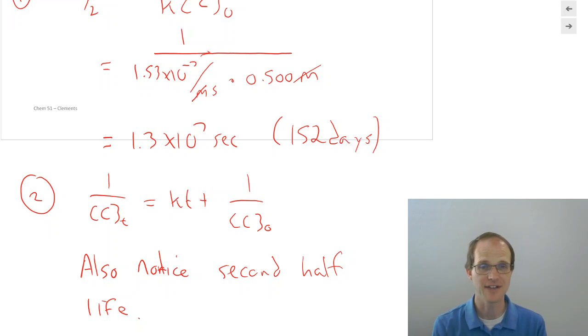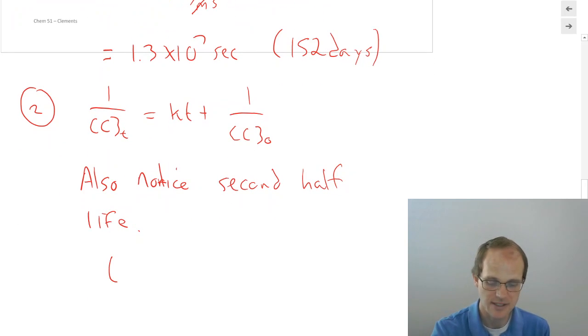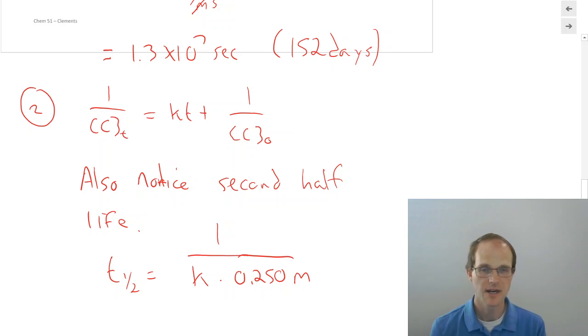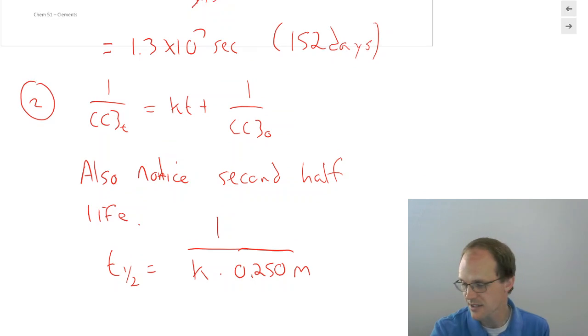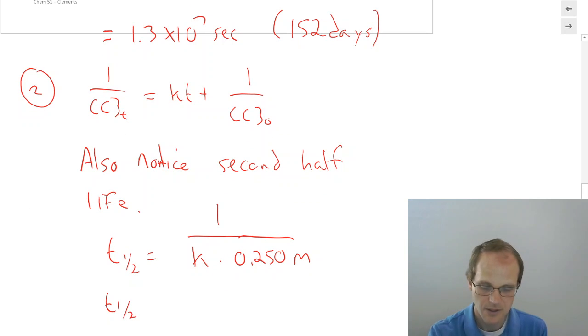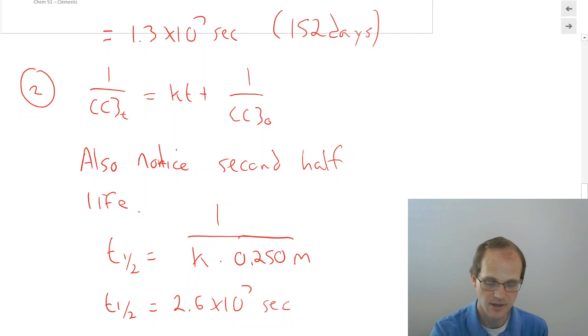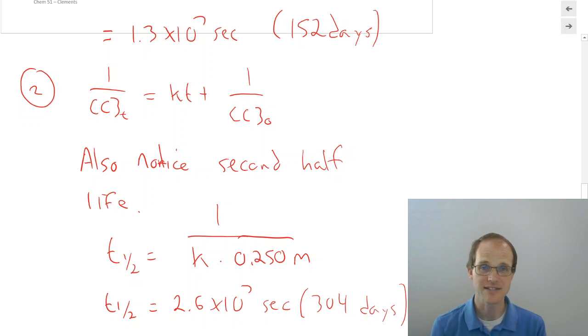But remember, this half-life of a second order reaction is dependent on your concentration. And so here we've got T1/2 for the second half-life is 1 over K times my initial concentration, which was 0.250 molar. Oh, so that's going to change it, right? We've got a K value that you can plug in from above, and you get here that T1/2 should be double that. So we're going to get 2.6 times 10 to the 7th seconds, or 304 days. That's for the second half-life. That's not total. That's just to go from 0.25 down to 0.125.